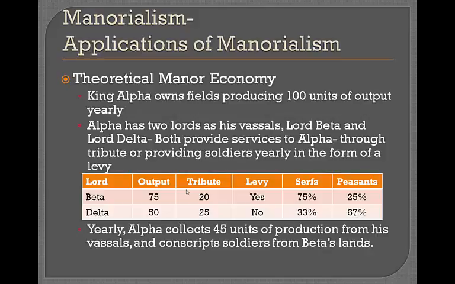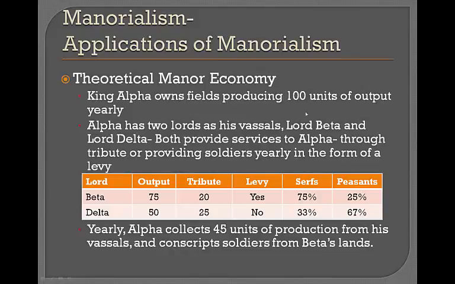So what does a manor economy look like in theory? This is just a very generic model I built. It's not country specific or anything. This is just a very basic manor economy. So you have some king, King Alpha. He has his own fields, as I said, because the king is still a lord, just like all the other ones. And he's able to produce 100 units of output, say potatoes, whatever product you want.